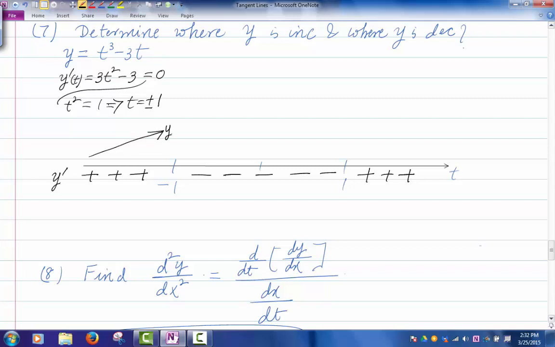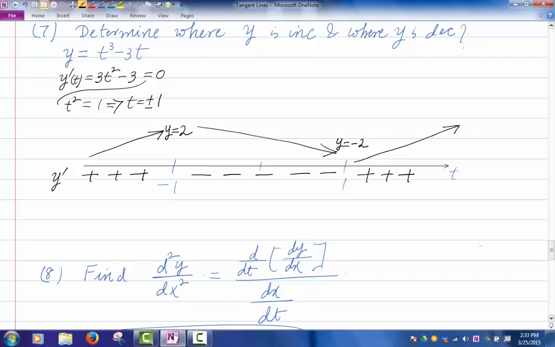What's the value of y at negative 1? Plus 2, right? And then I know that from negative 1 to 1, it's decreasing. And what's the value of y at 1? It's negative 2. And then after that, it's increasing. But there are two questions that I have to ask here. One is, I know that as t goes from negative infinity to negative 1, y is increasing, right?